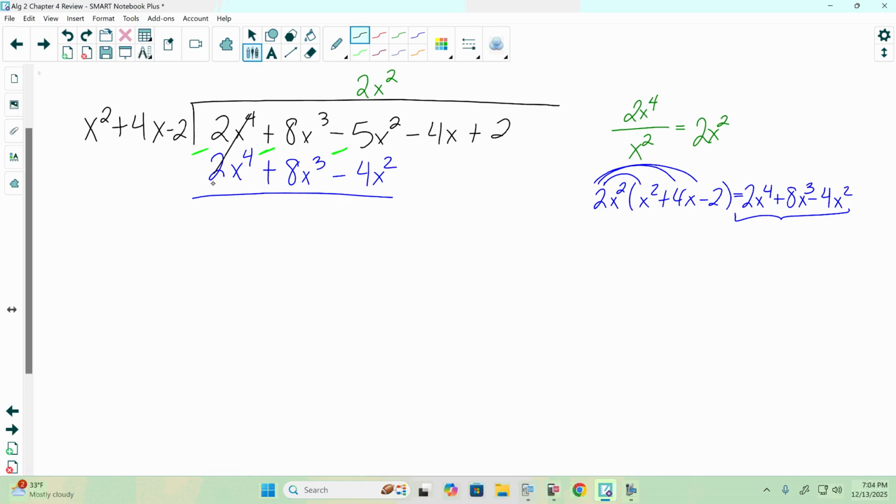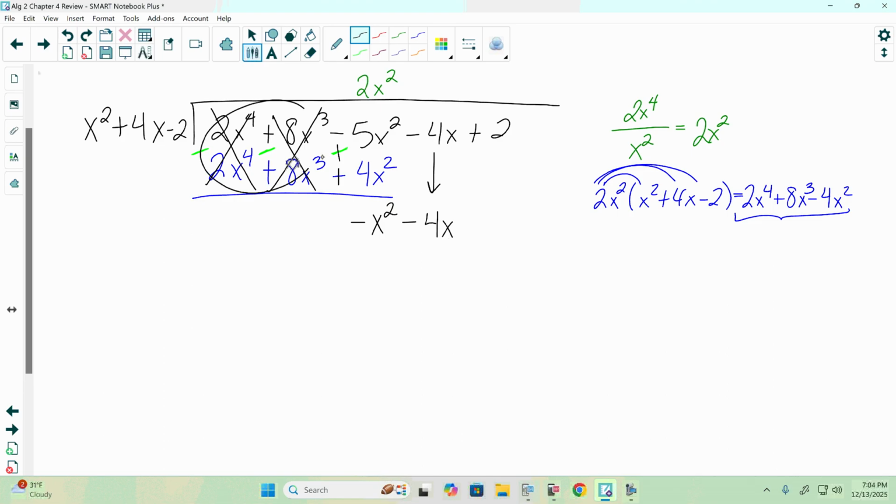Now 2x to the fourth minus 2x to the fourth, 2 minus 2 is 0, so they cancel out. Look at this, 8x cubed minus 8x cubed, 8 minus 8 is also 0. Negative 5x squared minus negative 4x squared, well, the negative and negative make it positive, so negative 5 plus 4 gives us negative 1x squared and negative x squared. We bring down our next term.